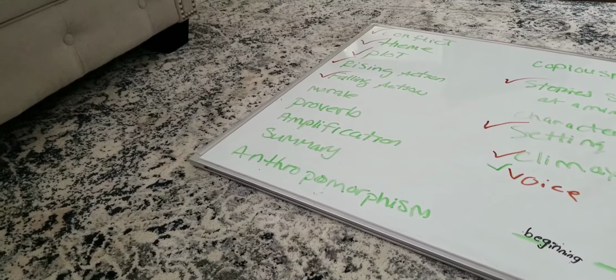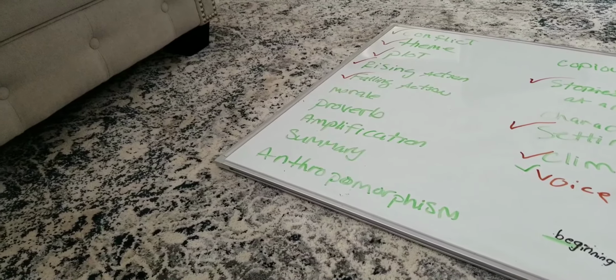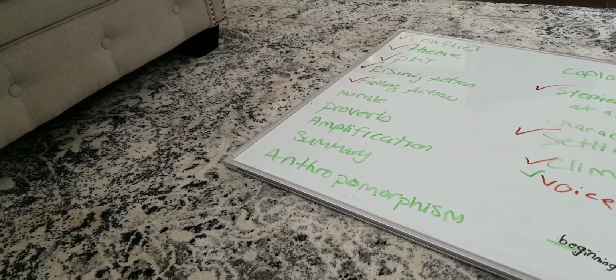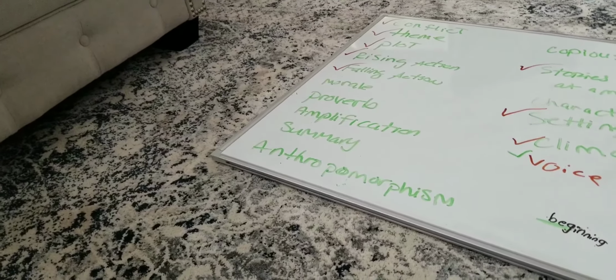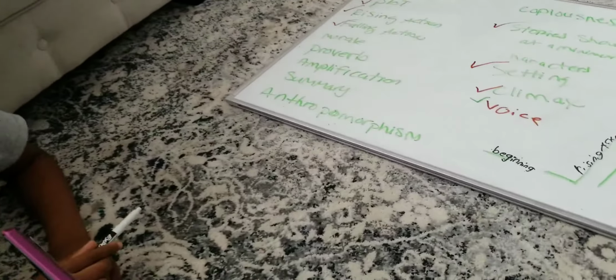You make it shorter. We were making the story shorter. But when we make the story shorter, we still need to keep the moral and the theme. Very good. Still maintain moral and theme. And what else? Setting. Excellent. So go ahead and check off amplification and summary off of that. Let's keep talking.